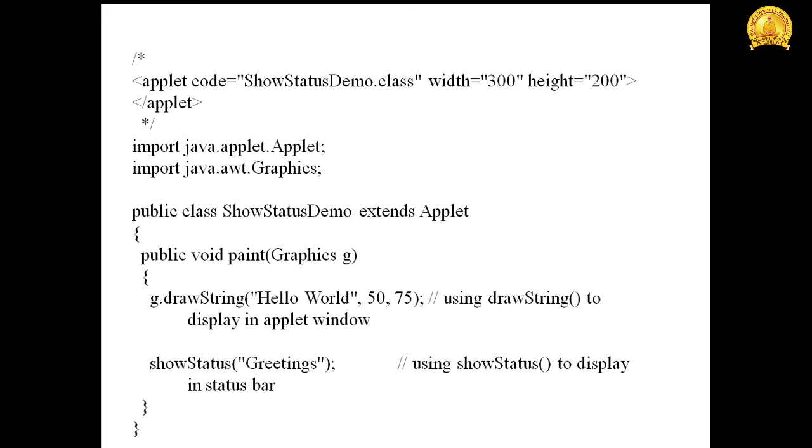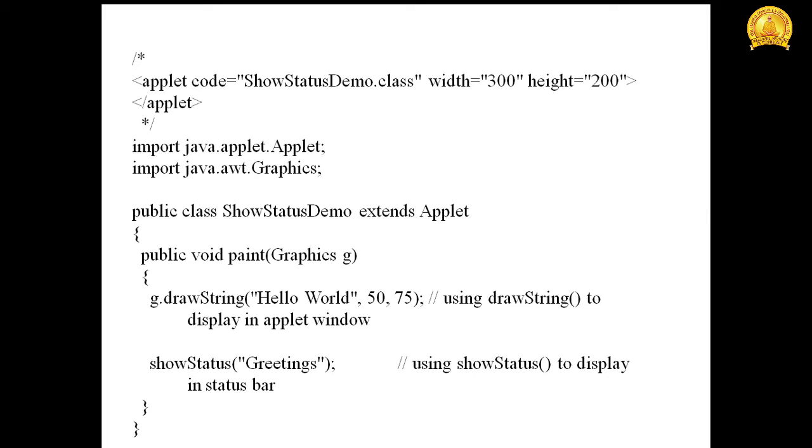Inside the paint method, which is used for displaying the output, it is painting the output on the body of the applet. So public void paint, it accepts the object of the Graphics class, Graphics g. Now I am going to display Hello World in the body of the applet using the drawString method. drawString is a method of the Graphics class, so we invoke the drawString method using the object of the Graphics class, g.drawString.